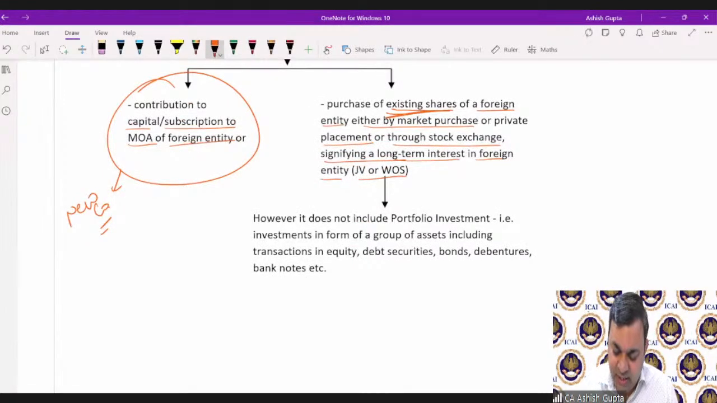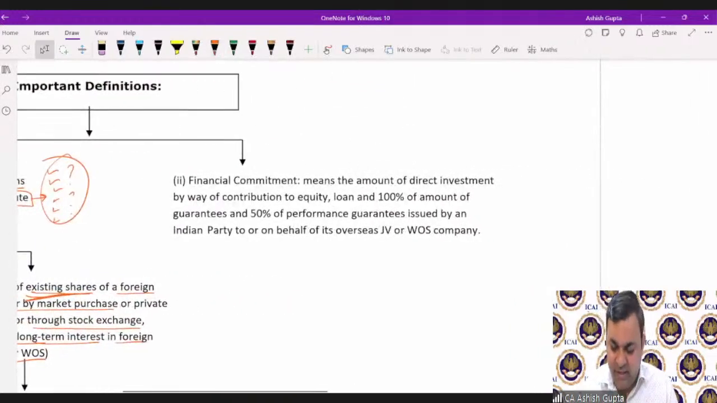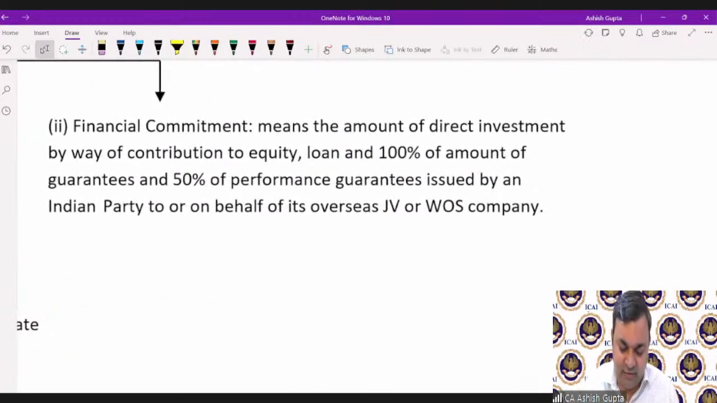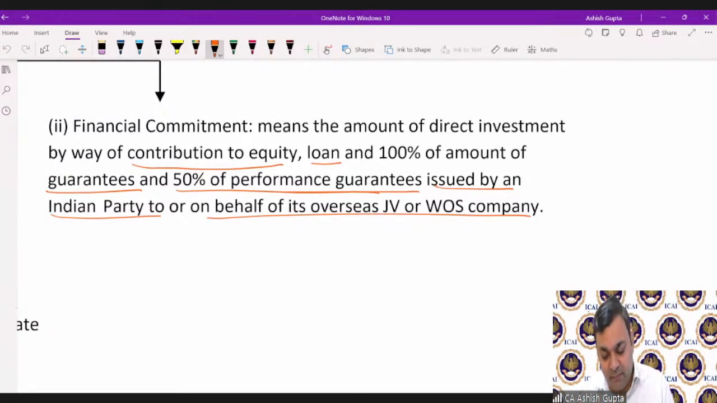However, it does not include portfolio investment, that is investment in the form of a group of assets including transactions in equity, debt, bonds, debentures, bank notes. We are not here for trading income. We are making the investment for business purposes. Financial commitment means the amount of direct investment by way of contribution to equity, loan, and 100% of the amount of guarantee or 50% of performance guarantee issued by the Indian party on behalf of an overseas joint venture or wholly owned subsidiary company. That we can call a financial commitment.